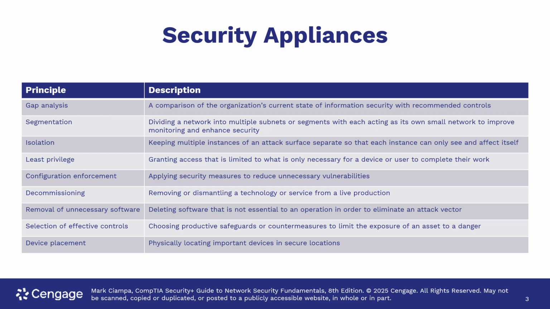So there are different appliances or security appliances that we can use. The first is what's called a gap analysis. So you're comparing the organization's current state of information security with the recommended controls to try to find anything that's missing or the gap.